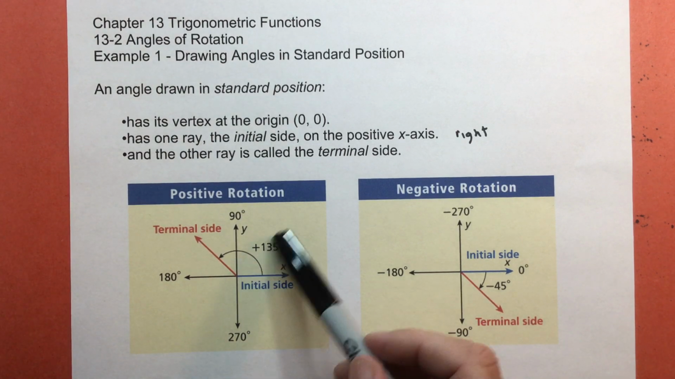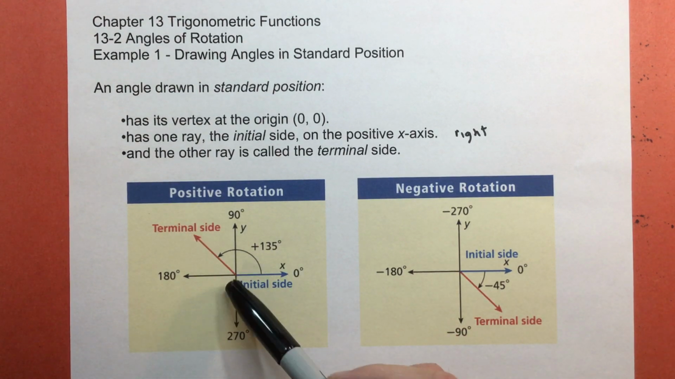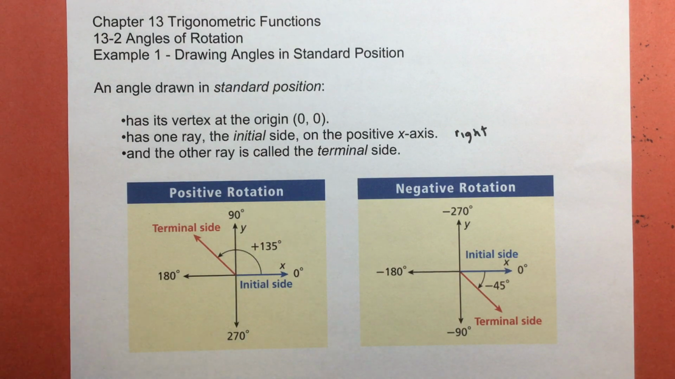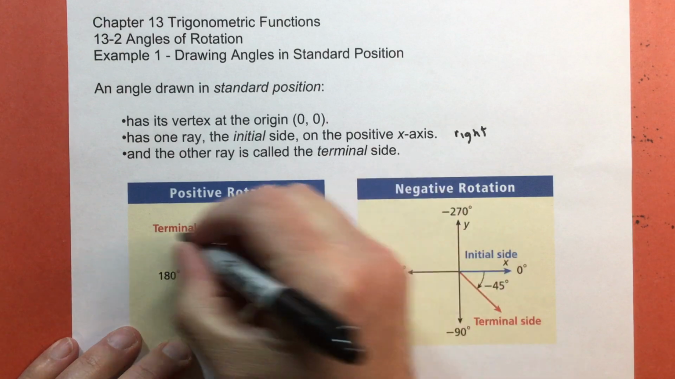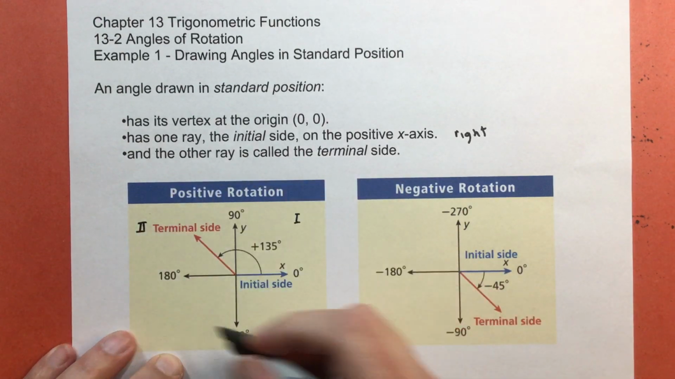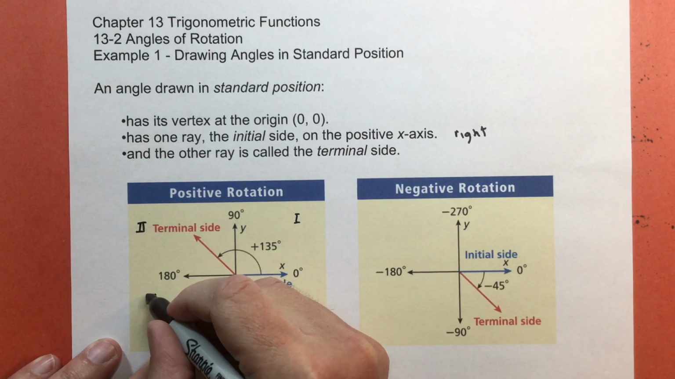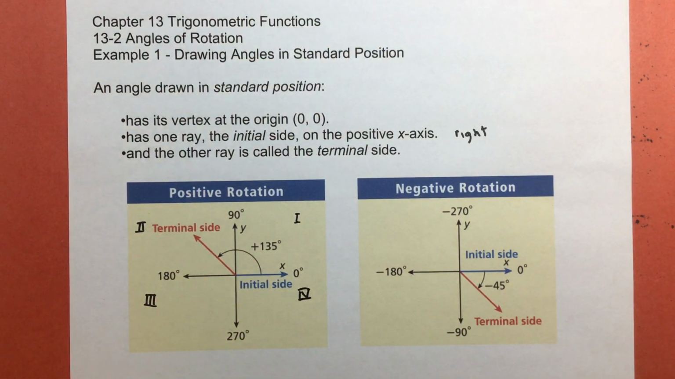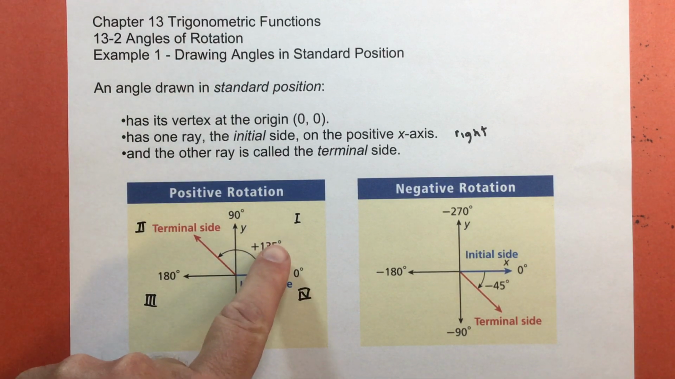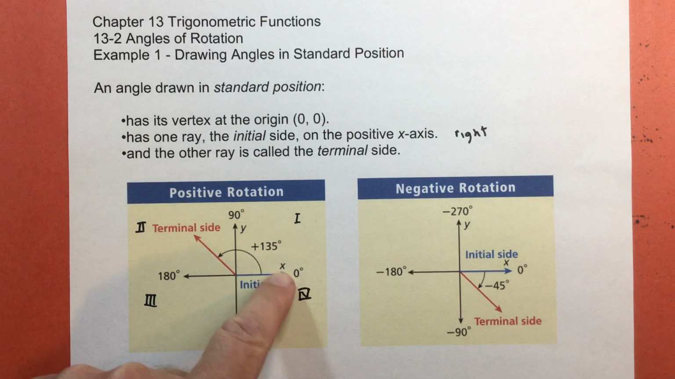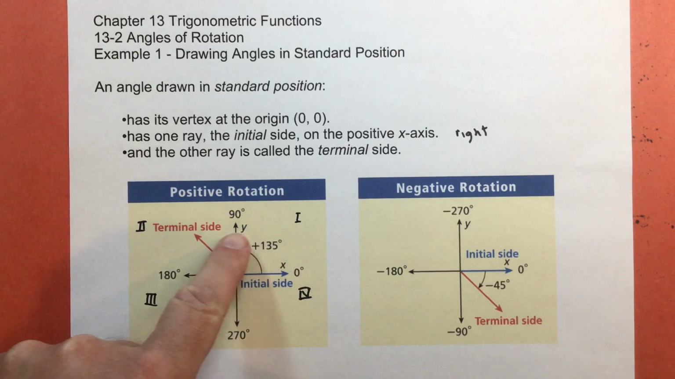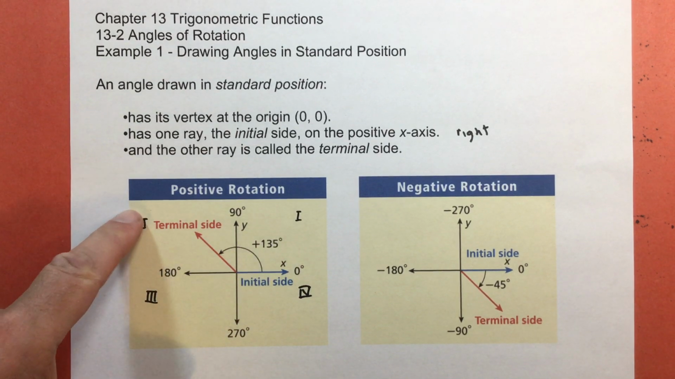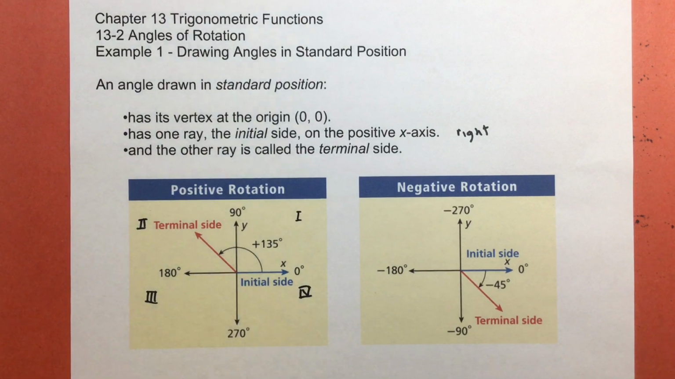It could end up here in the first quadrant, second quadrant, third quadrant, or fourth quadrant. As a matter of fact, we call these quadrant 1, quadrant 2, we use Roman numerals, quadrant 3, and this is quadrant 4. The reason they were numbered that way is because we start with our angle of rotation, and as we go from 0 degrees to 90 degrees, we're in quadrant 1. If we keep rotating, we go through quadrant 2, then quadrant 3, and quadrant 4.